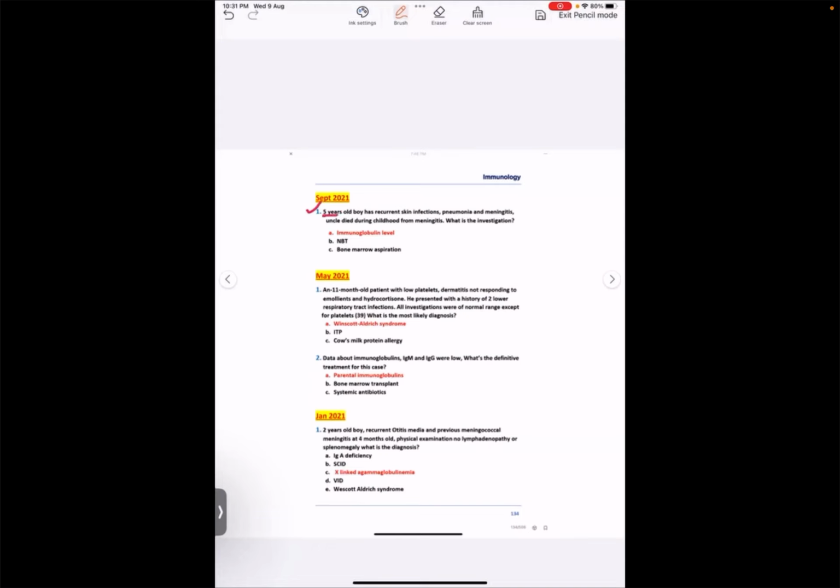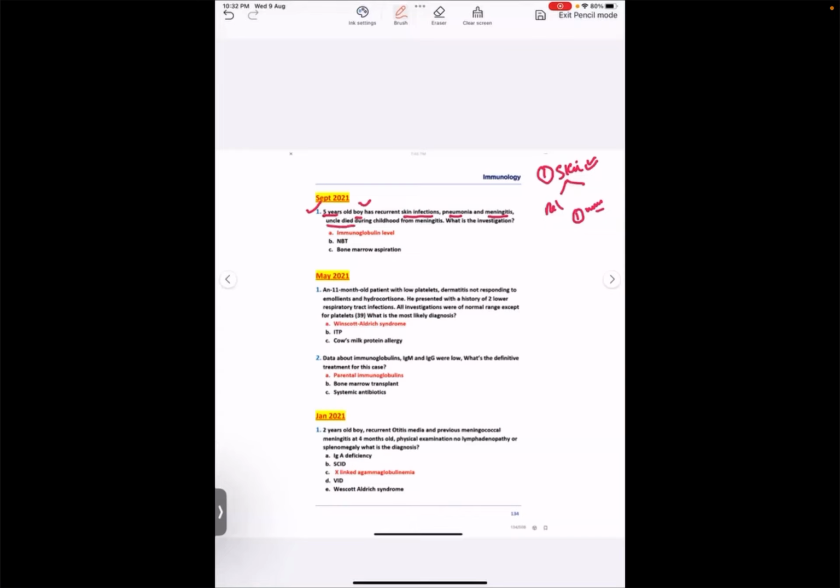A 5-year-old boy has recurrent skin infections, pneumonia, and meningitis, right? Always think, whenever you have a skin problem along with other systemic manifestations of infection, maybe respiratory, maybe GI, maybe CNS, the presence of skin infection along with these, you must think of immune deficiency, right? A 5-year-old boy, he has recurrent skin infections, pneumonia, and meningitis.